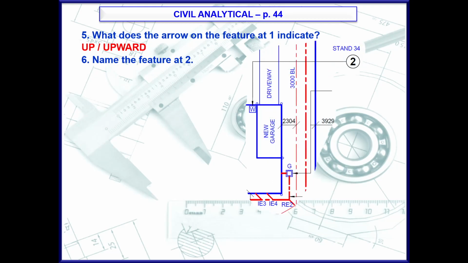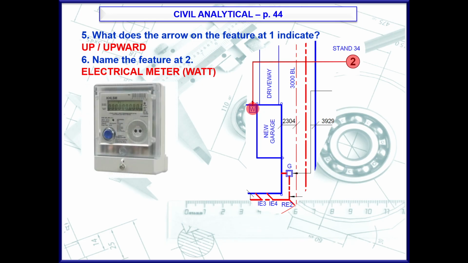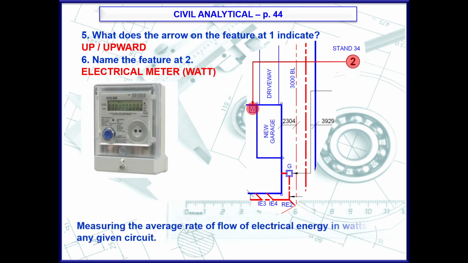Question 6, name the feature at 2. Once again, first we need to locate 2, and we can clearly see that 2 points to the W inside a square, and that will give us an electrical meter or a watt meter. It's very important to take note that when the W is on the inside of the square, it will be an electrical meter or a watt meter, and when it is on the outside of the rectangle, it will be a water storage tank. You can look at a real-life example of a watt meter.